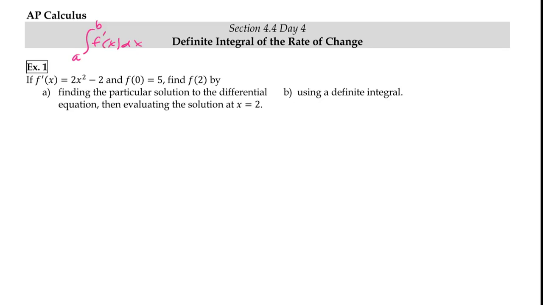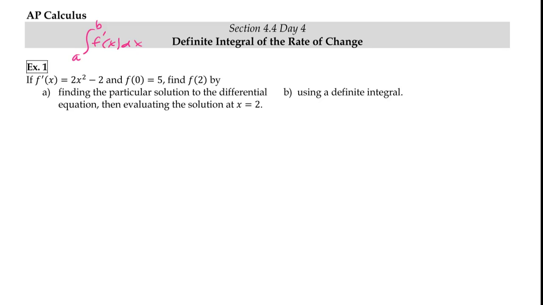So let's start by looking at this example. This is something that we could do. They give us the derivative, and then they give us the value of the function. When x is 0, it's 5, and then they're asking us to find another value. Okay, so we're going to do this 2 different ways. A is going to be something that we're used to doing and that we can totally do without learning anything new. So it says find the particular solution.